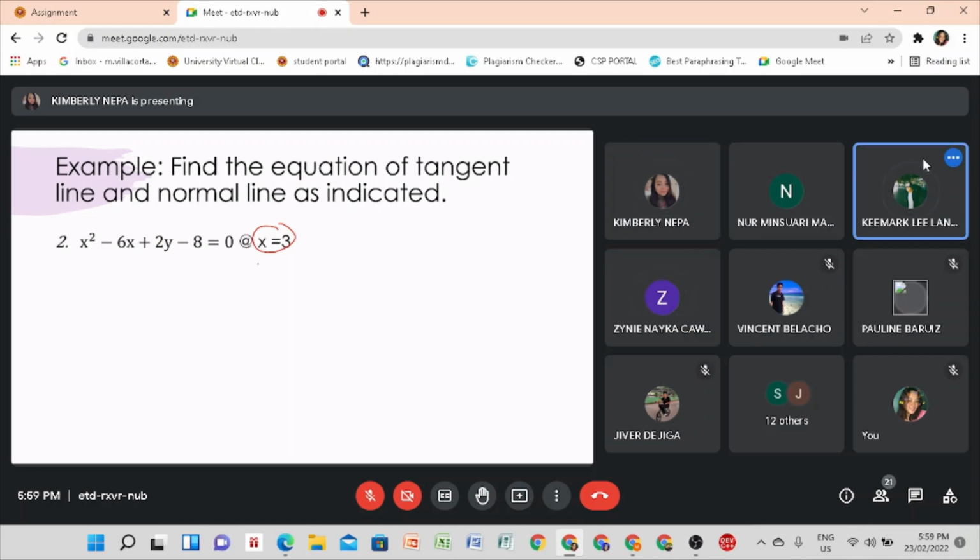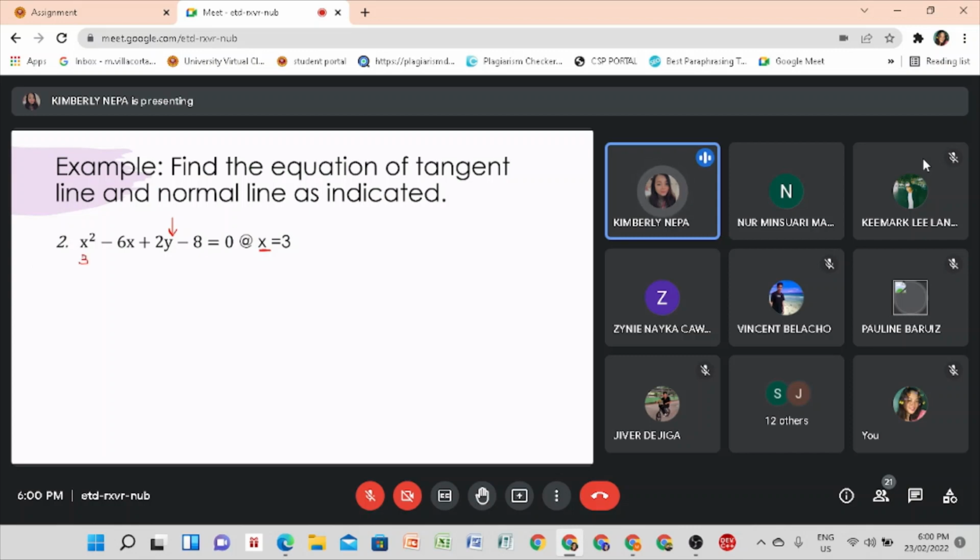Yes po. So, meaning to say, what do we do? Substitute the value of x, ma'am, into the original equation, then solve for y. Okay, that's actually correct. In this case, when only one point is given, only x or only y, you have to substitute it first without deriving. So that we can get the value of y. Don't derive, substitute first.